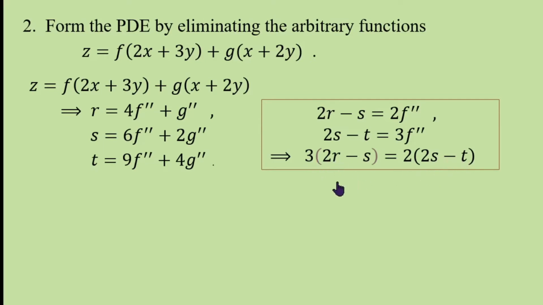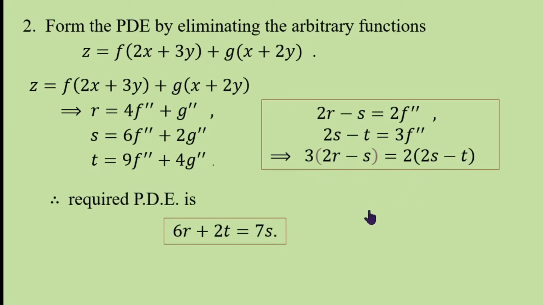6R plus 2T equal to 4S plus 3S, that is 7S. So 6R plus 2T is 7S. That is, 6 ∂²z/∂x² plus 2 ∂²z/∂y² equal to 7 ∂²z/∂x∂y. So this is the required PDE of this equation.